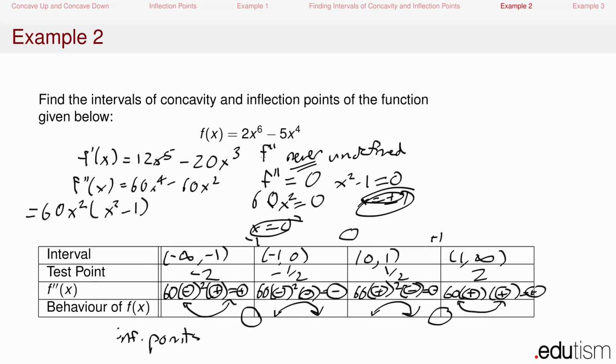So I plug in negative 1. Negative 1 to the 6th will be 1, so I have 2 minus 5 times negative 1 to the 4th, which will be 1, so 2 minus 5 is negative 3. If I plug in positive 1, 1 to the 6th is 1, so I've got 2 minus 5 times 1 to the 4th, so I've got 2 minus 5, which is also negative 3. So I have 1 comma negative 3. Those are my two inflection points.